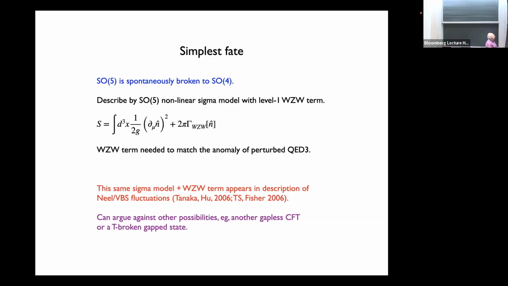And the same theory was written down a long time back as a description of the fluctuations of these two order parameters, the Neel and VBS order parameters, based on completely different arguments. So we land in the same place, even from these more formal considerations.